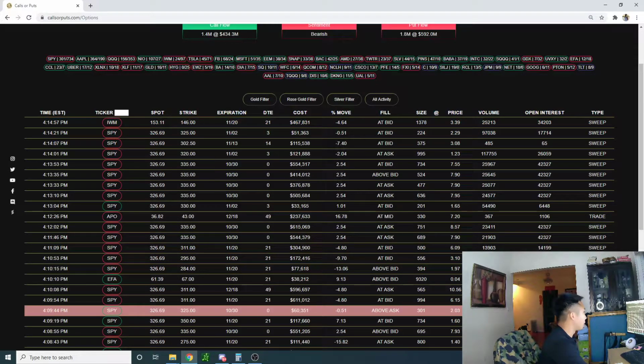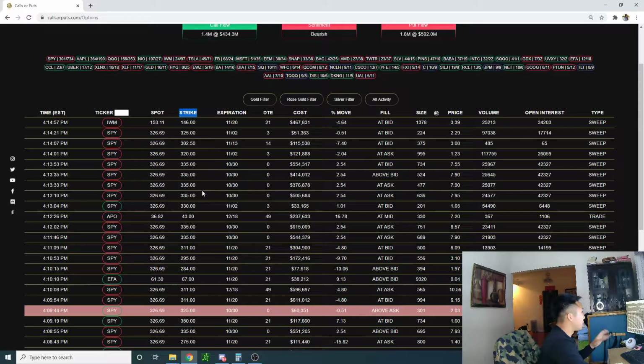Spot price, what that means is the price of that underlying stock at the time that this specific order was placed. So here, let's say this buy one at 414, which, just in case someone asks as well, ETF options could go through up until 4:15 p.m. EST. But when this order went through, SPY was at 326.69. That's what spot price means. Spot price means the price of the underlying stock at the time that this order was placed.